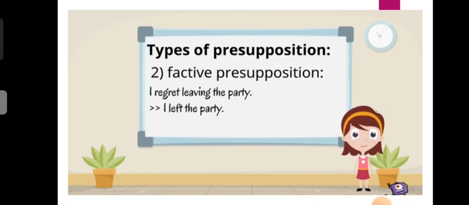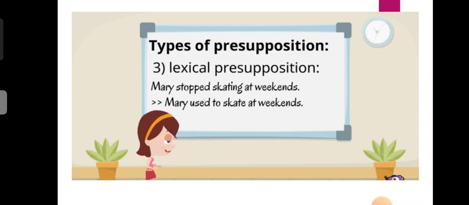Let's go on to the next one, which is the lexical presupposition. In lexical presupposition, the use of one form with its asserted meaning is conventionally interpreted with the presupposition that another non-asserted meaning is understood. This can be seen in the following example. Mary stopped skating at weekends. So we presuppose that Mary used to skate at weekends.